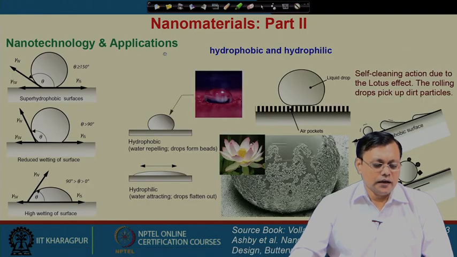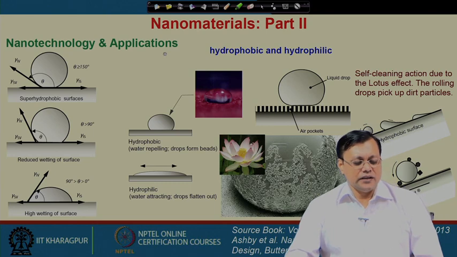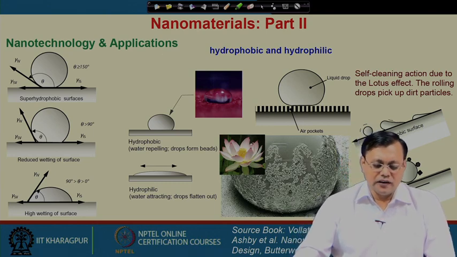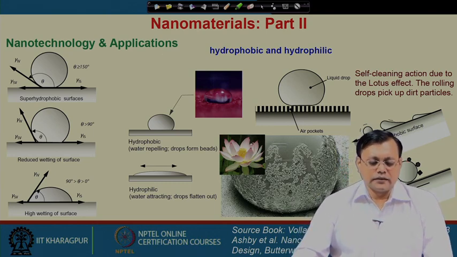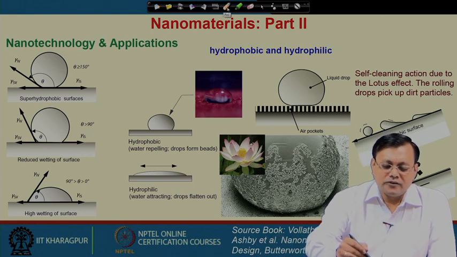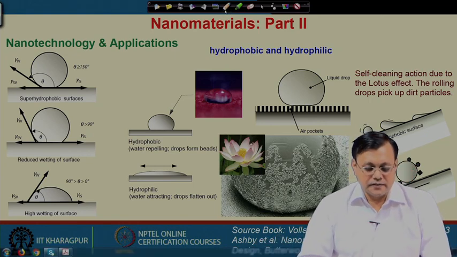Now, the other application areas that we use in real life, let us say, like a hydrophobic or hydrophilic surface.